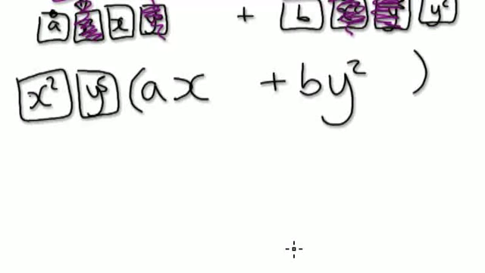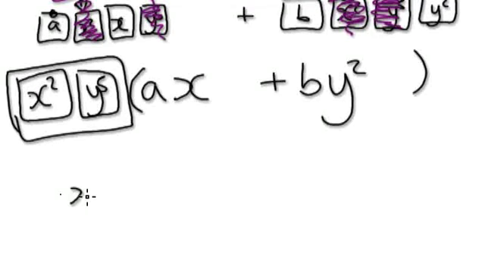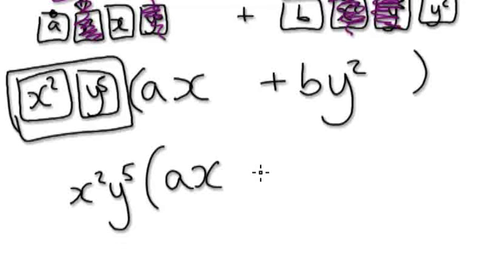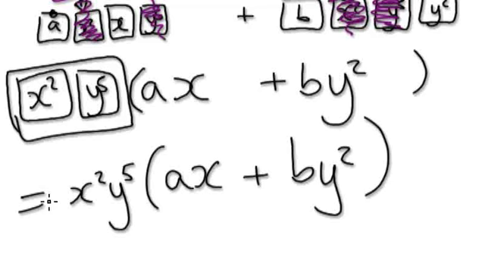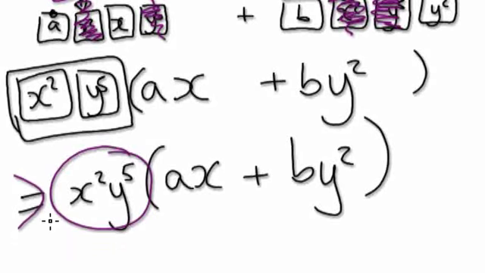Okay. Now let's tidy this up. So this bit here, when you multiply them together, it will be x squared y to the power 5 bracket ax and plus by squared. So there, you just factorized it. This happens to be the highest common factor.